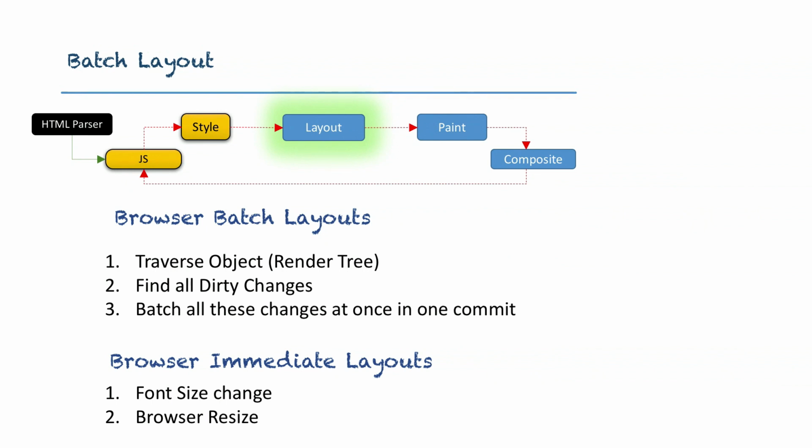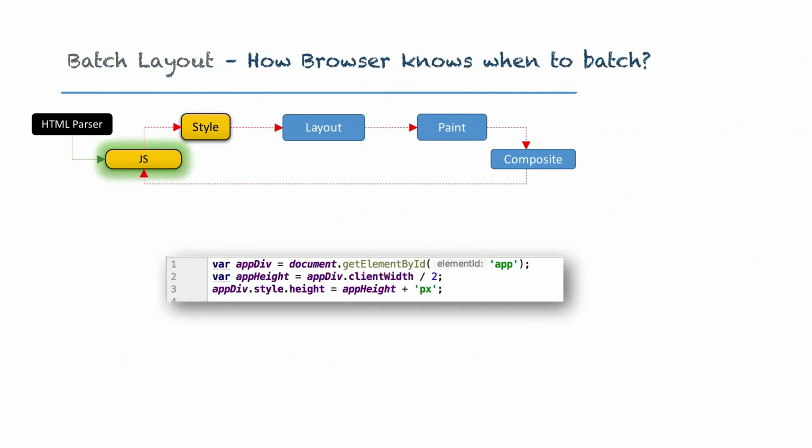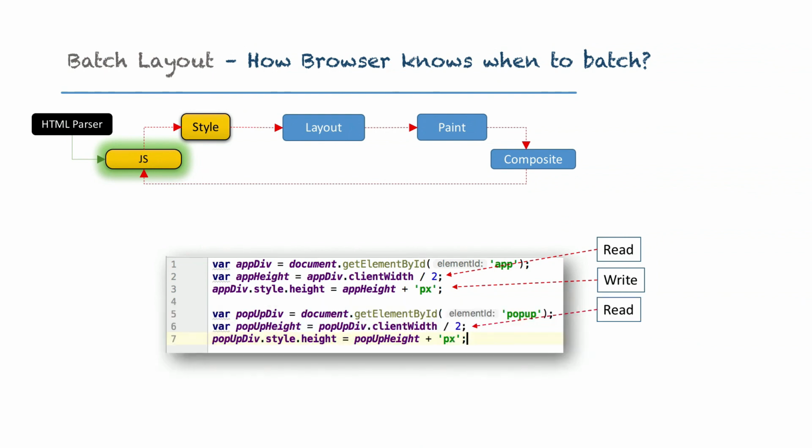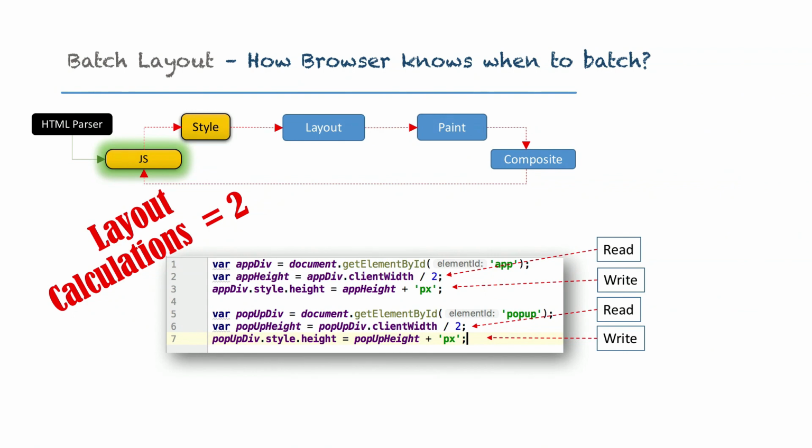And the browser does batch layouts, and how it does that, let's look at a small example. Here we have a read operation where we are reading the height of an element, followed by a write operation on the DOM tree where we are updating the height, and then we have another read operation and then another write operation. So what the browser does is, when it comes to the second read operation, since there is a write, it doesn't want to give a wrong value, so it does a layout and then gives it to you. So what happens is there are two layouts happening.